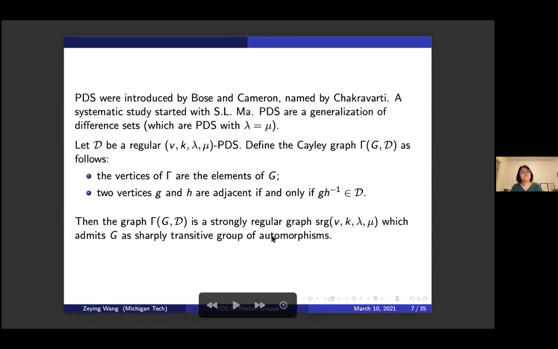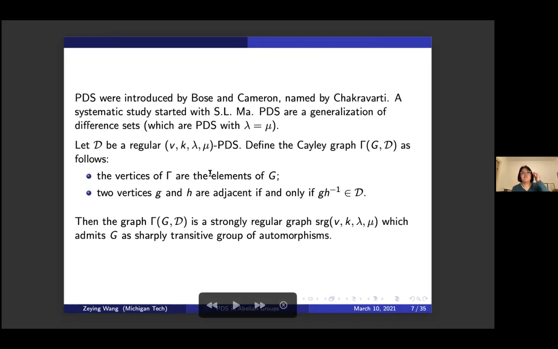Now, partial difference sets were introduced by Bose and Cameron, named by Chakravarti. Ma has done a lot of wonderful study from the 1980s, and also wrote a well-known survey in 1994. Now, partial difference sets are in fact a generalization of difference sets. So if lambda equals mu, then we know they are difference sets, right?